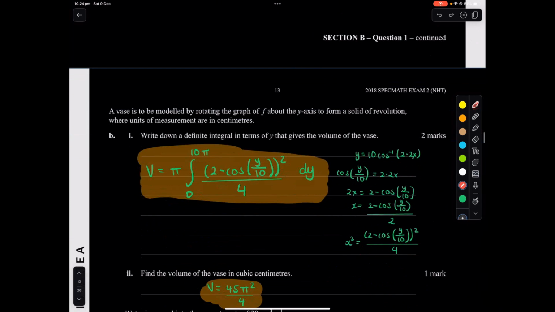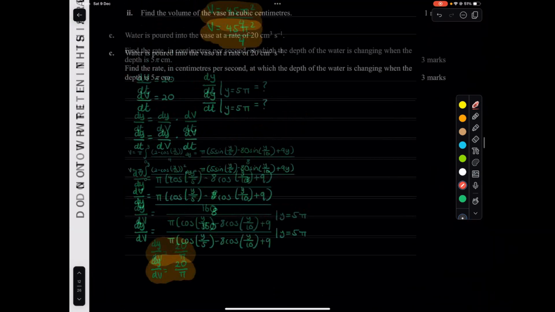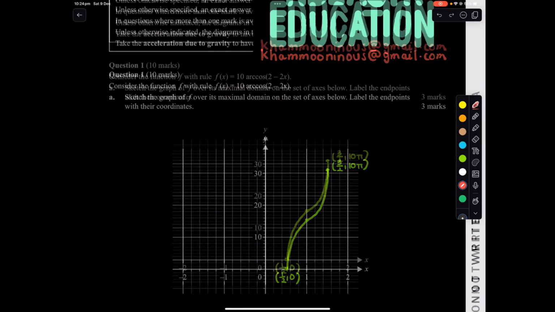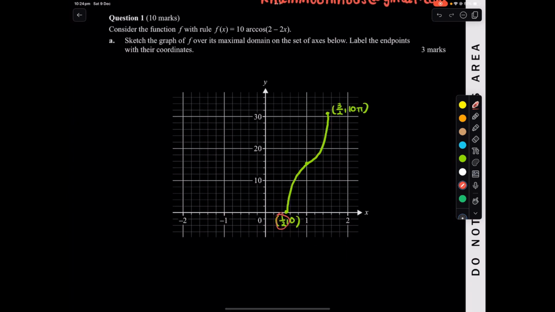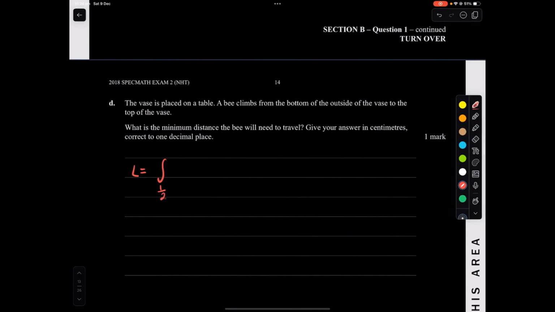So if we find the arc length, we know that your arc length is going to be the integral. Well, we'll get it in terms of x, because we want to use the original function. So in terms of x, we're going from half to 3 on 2. So let's write that down. Half to 3 on 2. And we know the formula is, if you don't know, it's just the square root of 1 plus f dash of x, all squared, pretty much, dx. That is the formula.